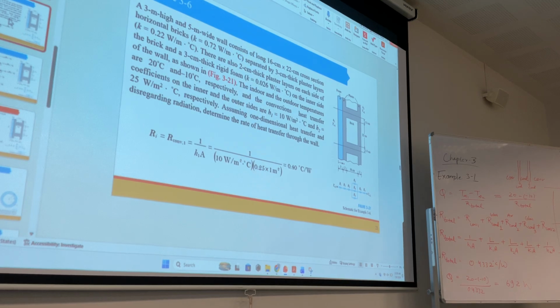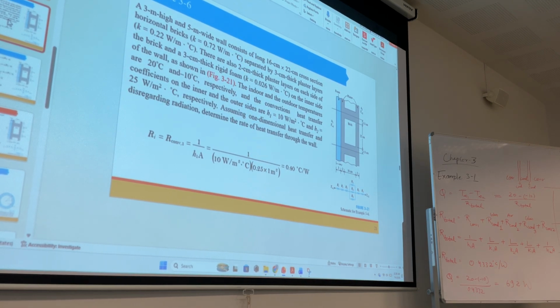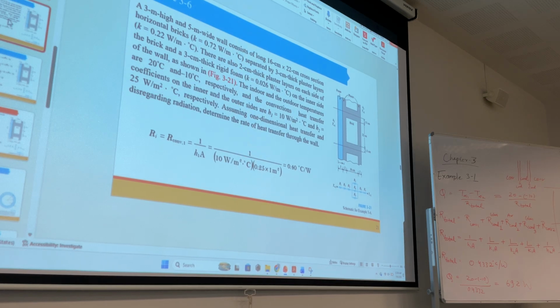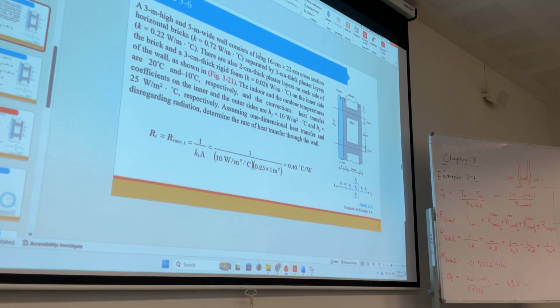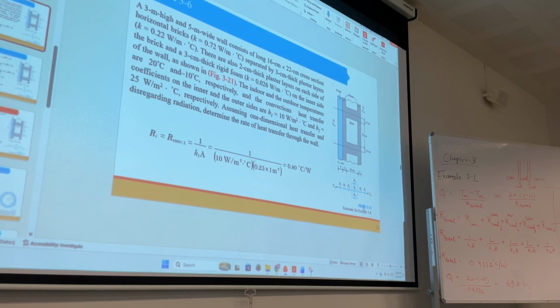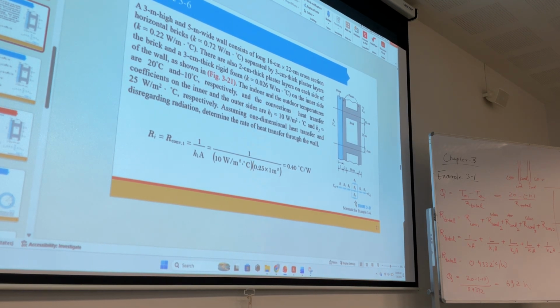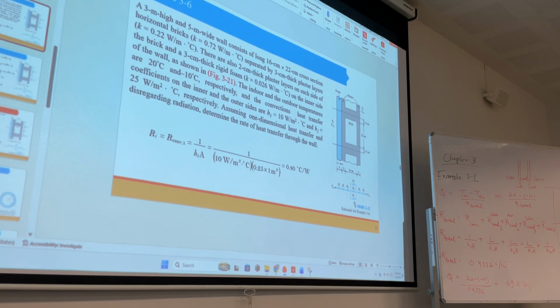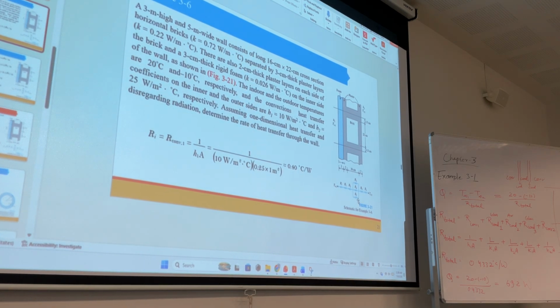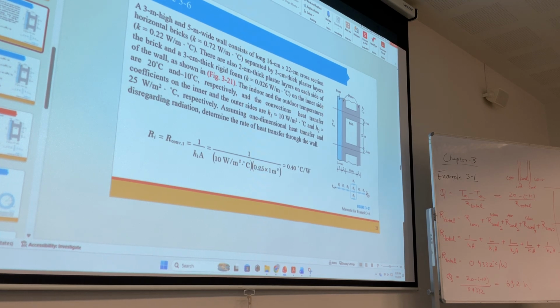Okay. Now we have this question which is going to make a lot of things clear. First you look at this diagram, which is a wall, and then you see the circuit diagram for this. R1, R2, then these three layers are in parallel, and then again series. Understand?